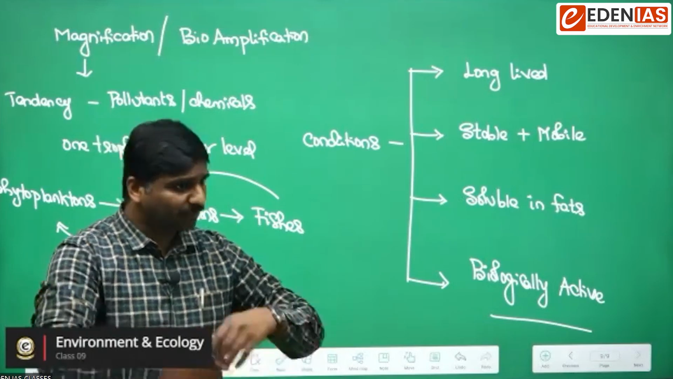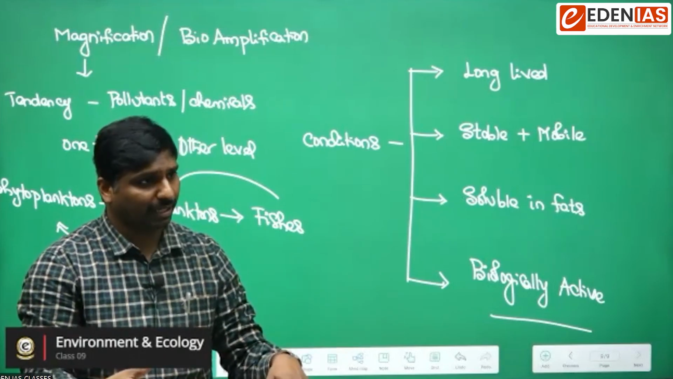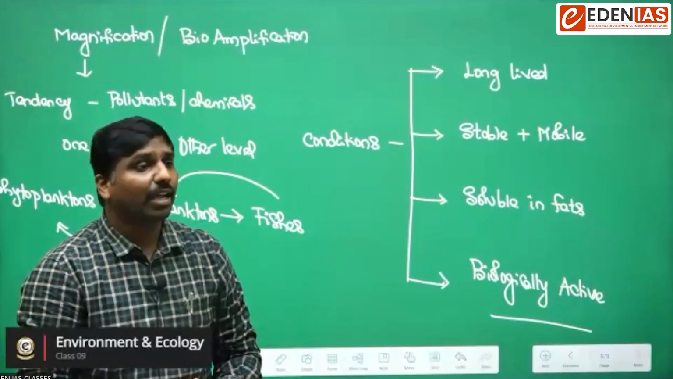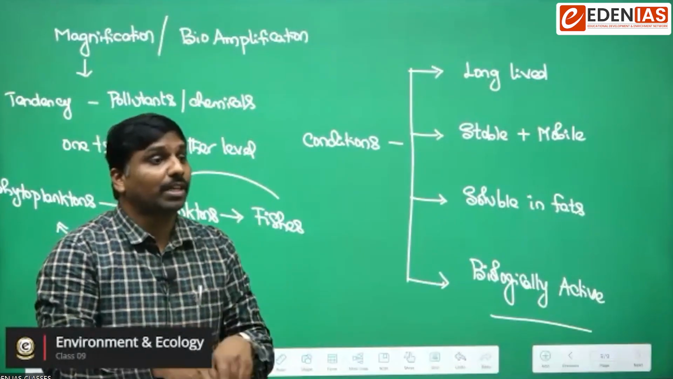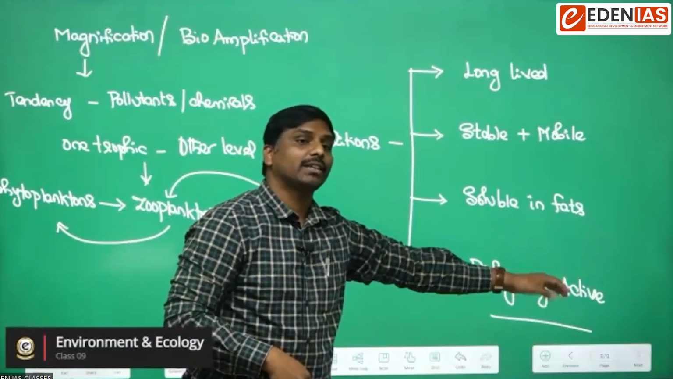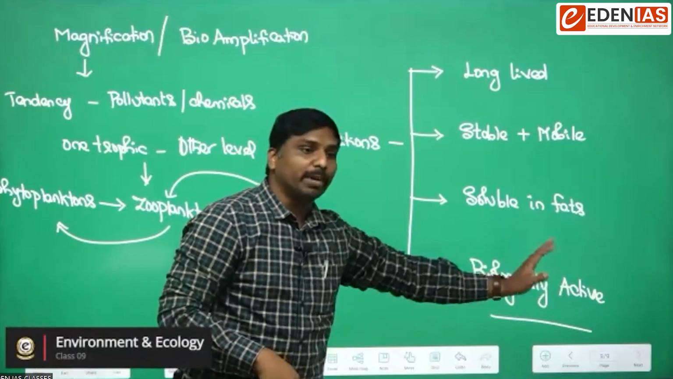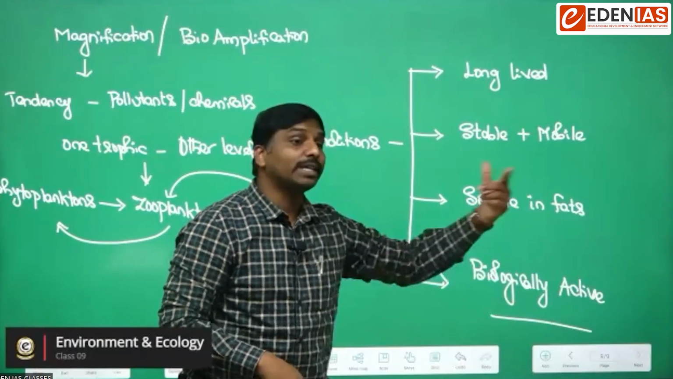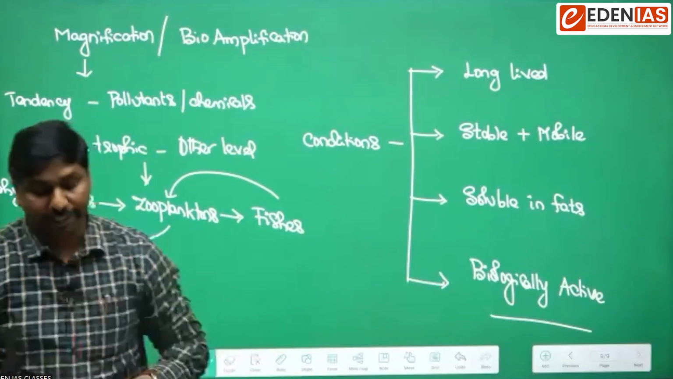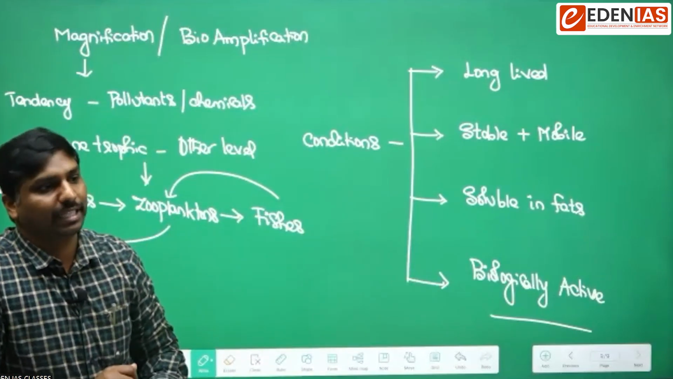For example, if there is no harm from that pollutant or chemical, can we call it a pollutant first of all? We cannot. And if it is causing harm to the organism, then we can call it one. So it should be biologically active, and it has to show its impact on living organisms. So these are the 4 important conditions.